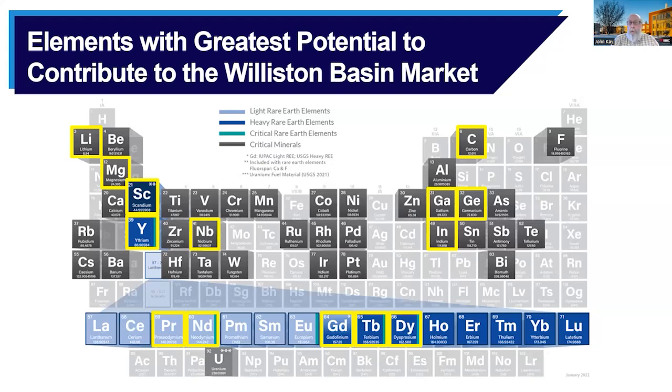So it's about half the periodic table that is referenced. Now, those elements that are highlighted in yellow are those elements that we feel have the greatest potential of availability in the Williston Basin to contribute that are marketable. So that kind of gives you an idea. So roughly, it's almost half of those elements are available in the Williston Basin.